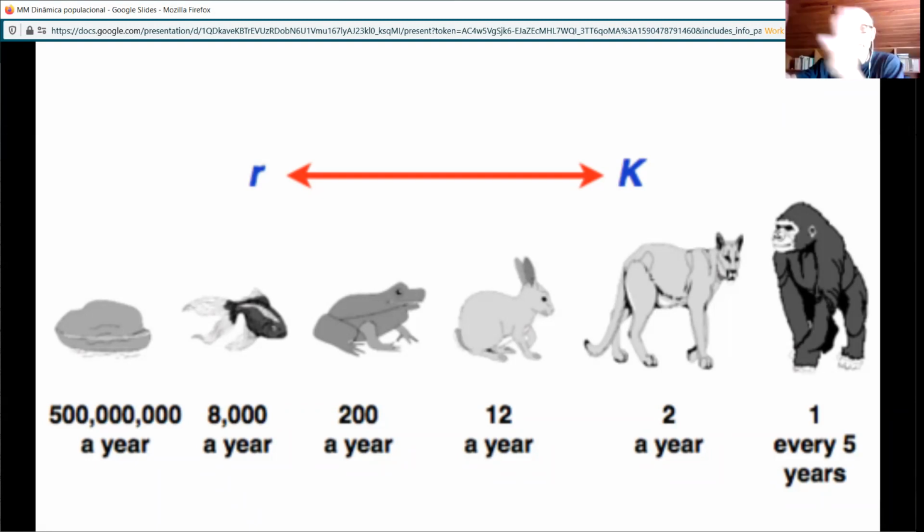And then at the other end of the spectrum, you have K-selected species. And K-selected species are species that are very well balanced.